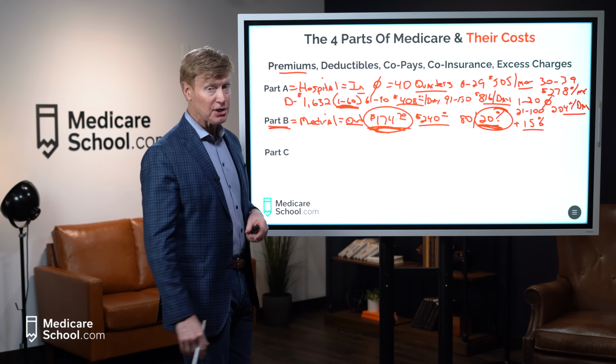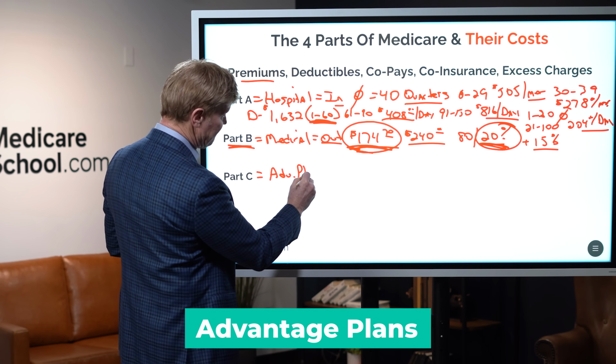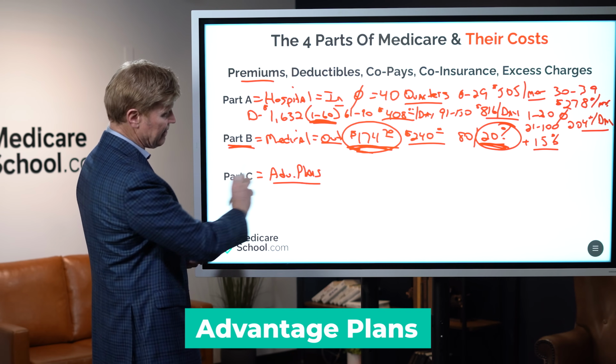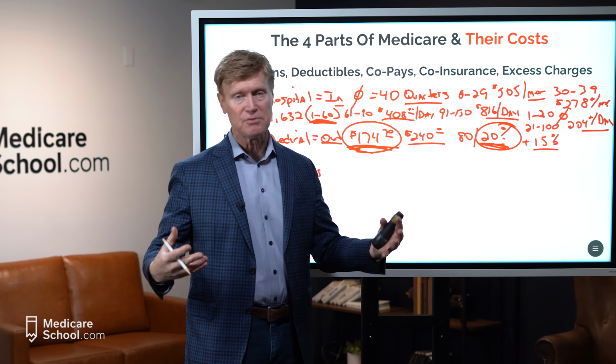Now let's talk about Part C plans. Part C plans are called Advantage plans. These are also called replacement plans. This is original Medicare. This is when someone has a private health insurance company that actually replaces Medicare for them.